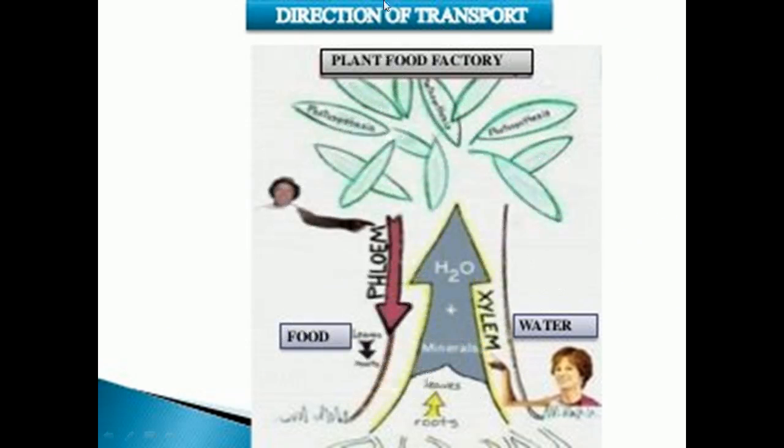In this picture also you can see the direction of transport. As I have told, the water and minerals from the root will be transported through the upward flow. And the food from the leaves, which is prepared by the plant with the help of photosynthesis, is transported in a downward direction through the phloem tissue.